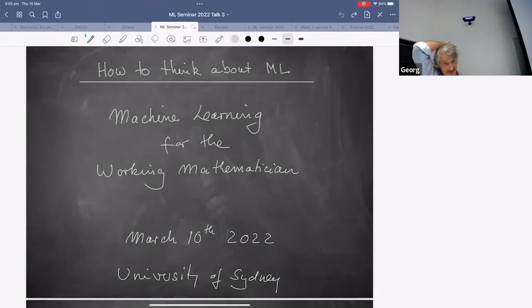I'd like to talk today a little bit about how to think about machine learning. So, different approaches that people employ to understand how things work. I believe there are still more questions than answers, but I think that's what makes it so interesting to mathematicians in particular.